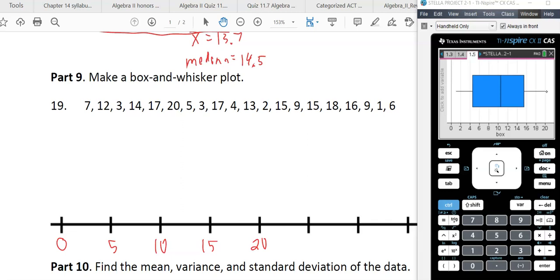Okay, so the minimum value is 1. Q1 is 4.5. Median is 10.5.